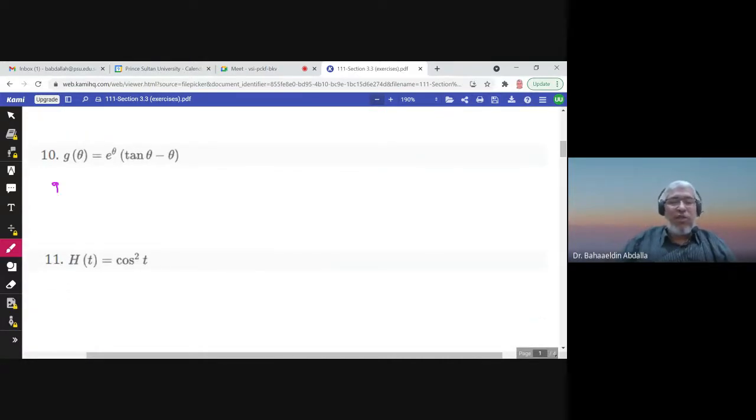Here g prime of theta, I have a product also. So the derivative of e to the power theta is e to the power theta times tan theta minus theta, as in the product rule, plus e to the theta times the derivative of tan theta minus theta. The derivative of tan theta is secant square theta, and the derivative of theta is 1. So that's the answer.